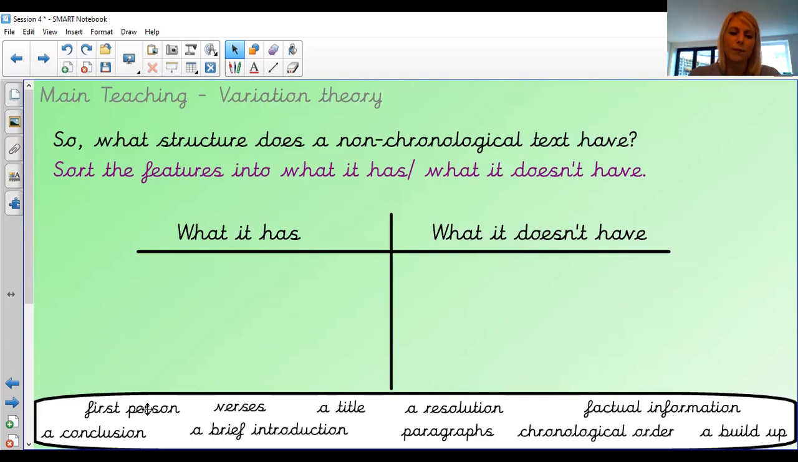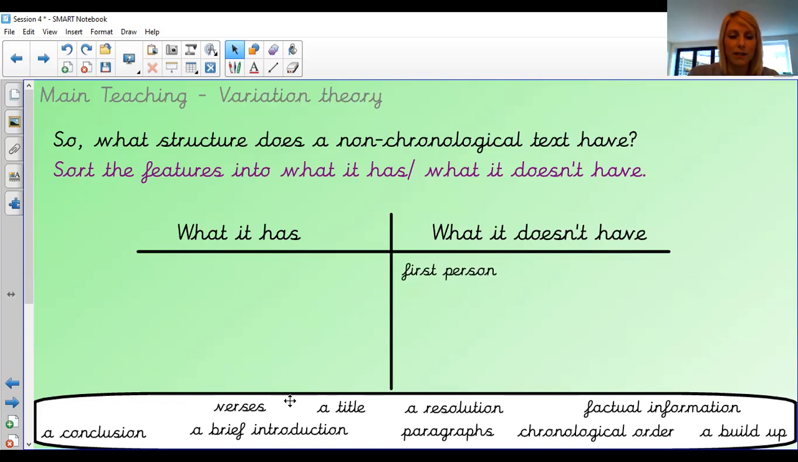First person, when I am reading a non-chronological report, do I use the word I? Well, I don't, do I? Because it's about the Romans, this one. And if it was a report about something else, it would be about something else. It would be third person. So it's not first person. So it doesn't have first person.